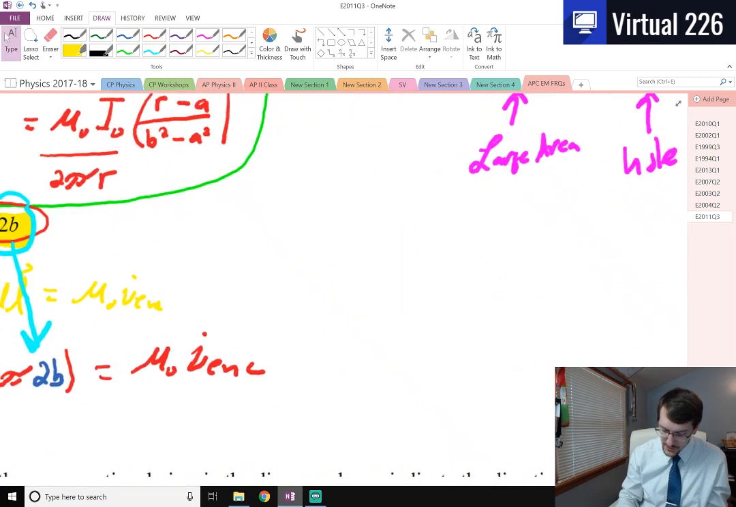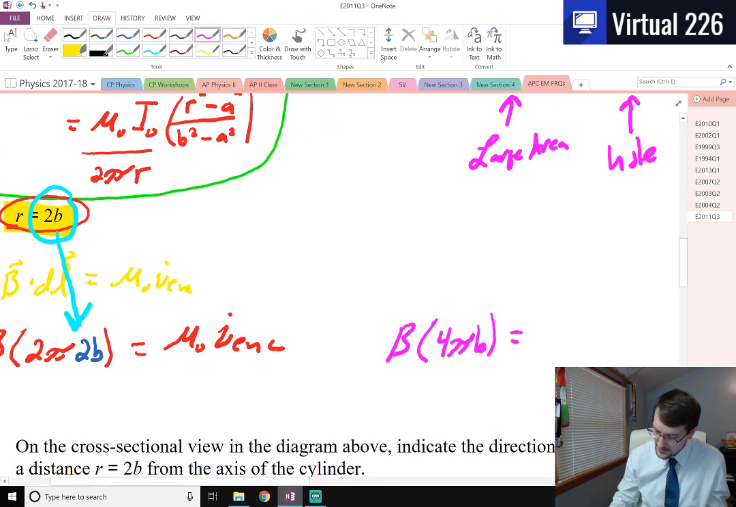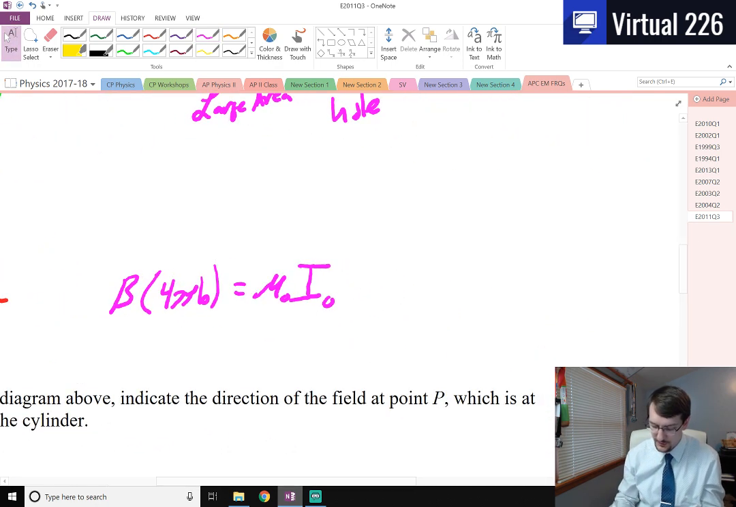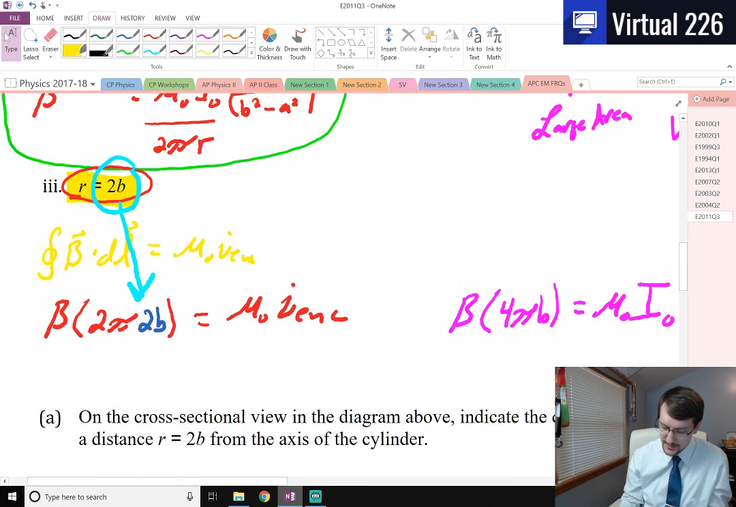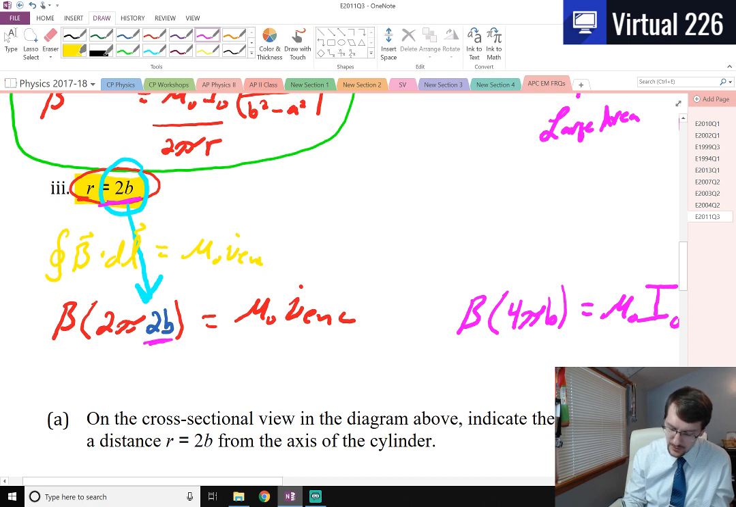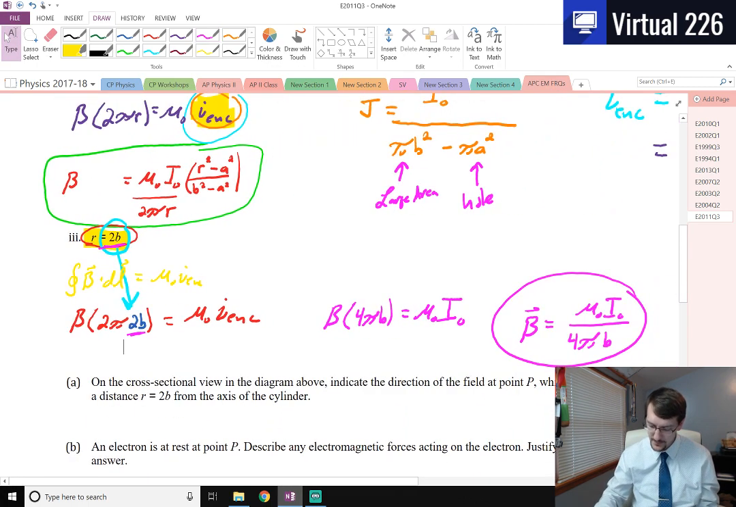So we just have to rewrite this as saying, well, this I enclosed is just I naught, and we can say that B times 4 pi little b equals mu naught I naught, the total current. And that means just solving this for B, we see that the B field is equal to mu naught I naught over 4 pi b. So that was actually an easier one there as well. Still just using Ampere's law. This time we just had to recognize that we could put in 2b for r, and that the current enclosed was the entire thing because we were outside the system. So that was nice.